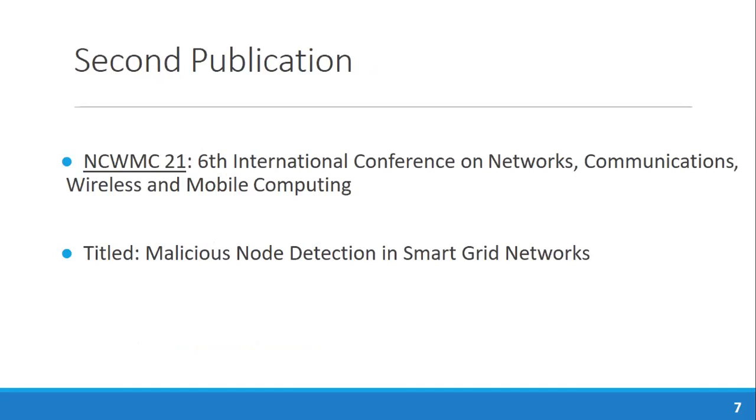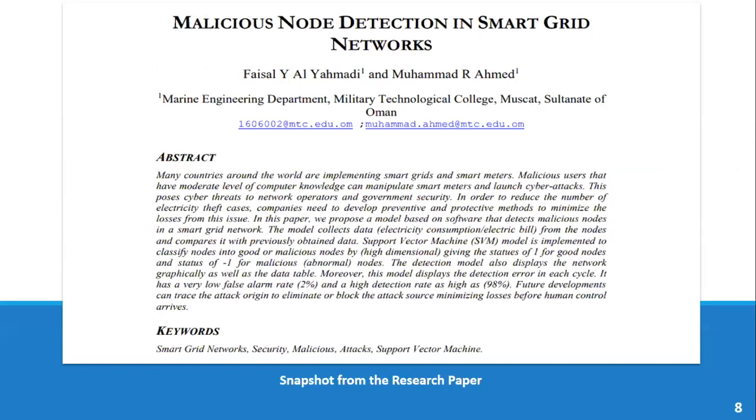Now, after we have devoted a full research paper to identifying the threats, we have an idea what the threats are, and what researchers have done recently. So here comes our part in the second paper, which has been accepted in this conference, the International Conference on Networks, Communications, Wireless, and Mobile Computing. The paper is titled Malicious Node Detection in Smart Grid Networks. Here's a snapshot from the research paper. You can check the full paper in the conference proceedings.